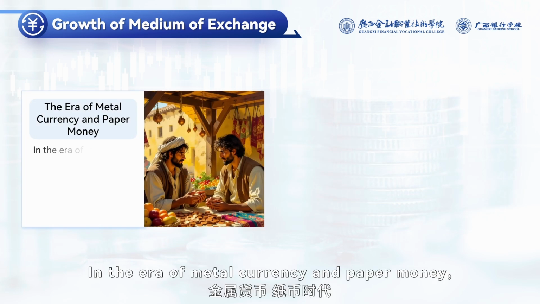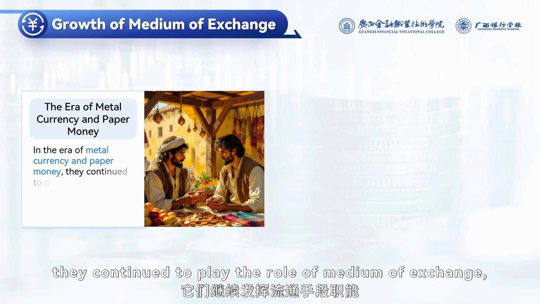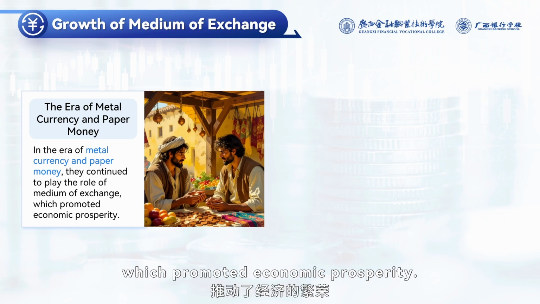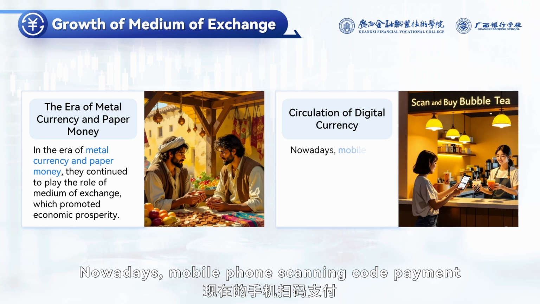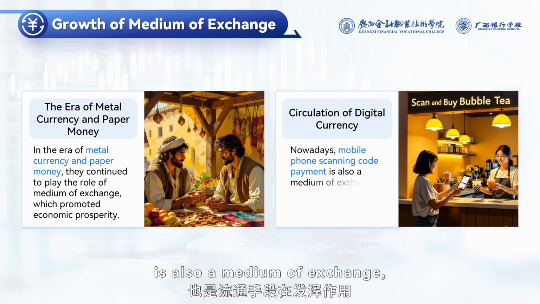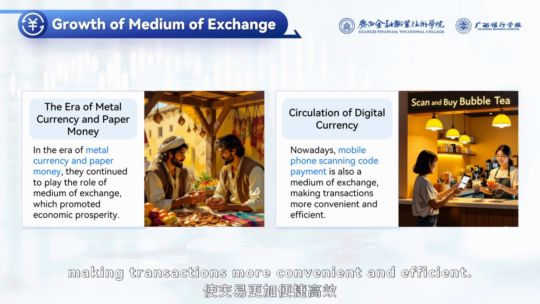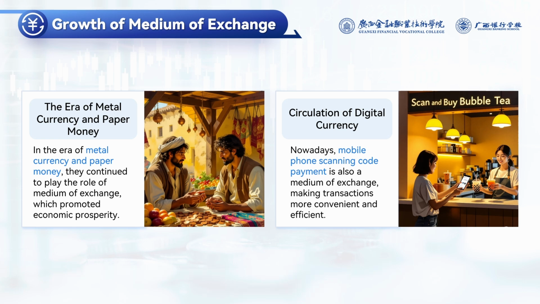In the era of metal currency and paper money, they continued to play the role of medium of exchange, such as the exchange of ancient copper coins for cloth, which promoted economic prosperity. Nowadays, mobile phone scanning code payment is also a medium of exchange, making transactions more convenient and efficient.